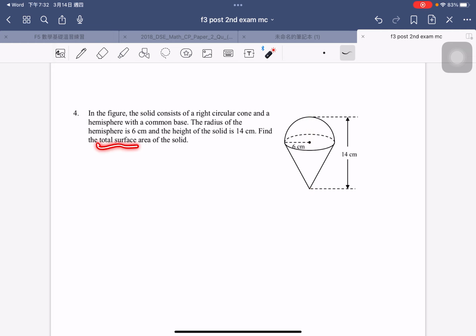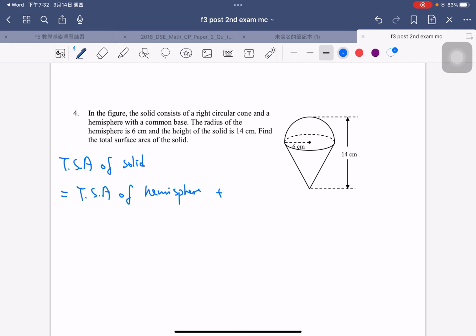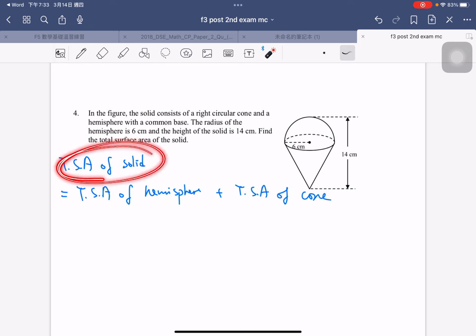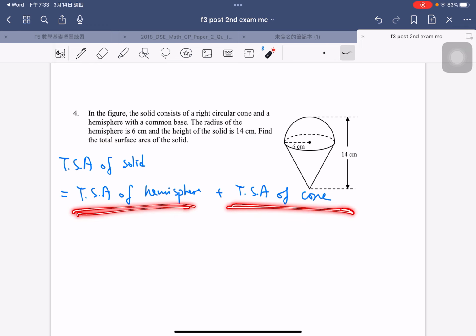So now I need to find the total surface area. The total surface area of the solid is equal to the total surface area of the hemisphere plus the total surface area of the cone. I expect all of you can write this down in the exam, isn't it? So you need to separate what you want to calculate into 2 things that you're familiar with. You know how to calculate the hemisphere's TSA, you know how to calculate the cone's TSA, isn't it?